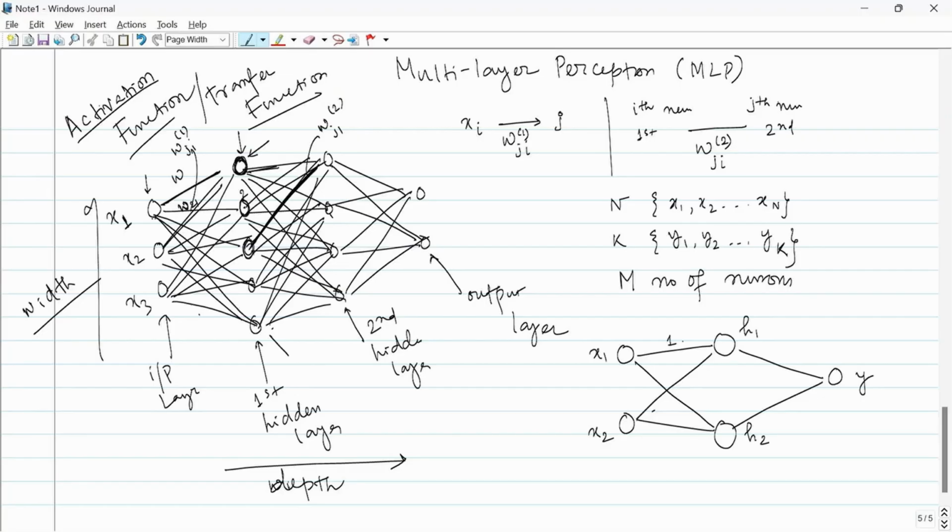This is 1, this is also 1, this is also 1, this is also 1. Okay, and biases here is minus 1.5, this is also minus 0.5, and this is one weight, this is one weight, and with this perceptron, the bias is minus 0.5. Okay, now this is the structure, right? Now this structure is enough to mimic the XOR operation.